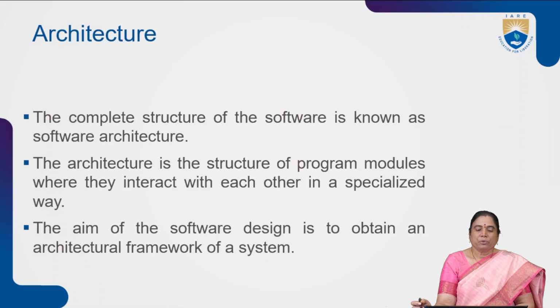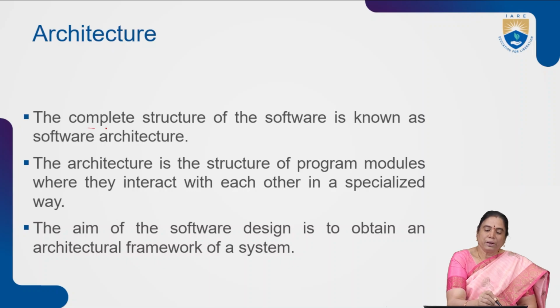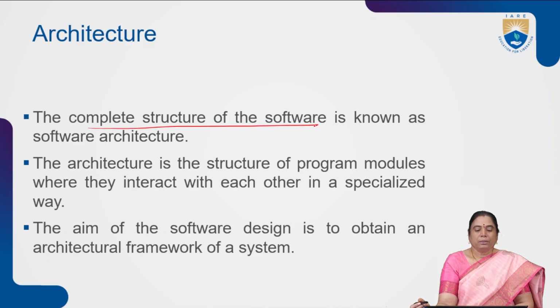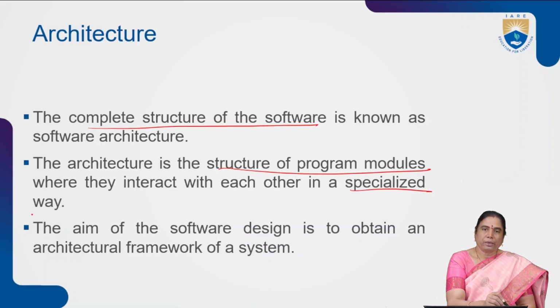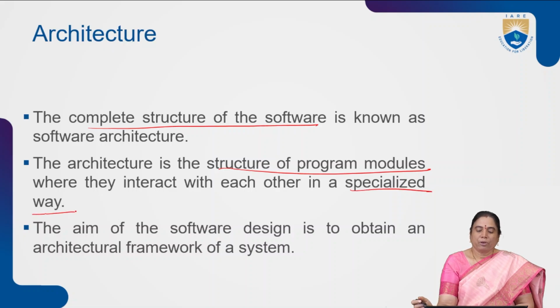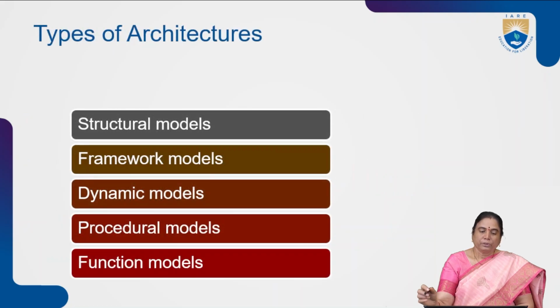The next design process term is architecture. So the architecture generally presents the complete structure of the software, and the architecture is the structure of program modules where they interact with each other in a specialized way. So the aim in software design is to obtain an architectural framework for a system. Generally, the types of architectures are structural models, framework models, dynamic models, procedural models, and functional models.